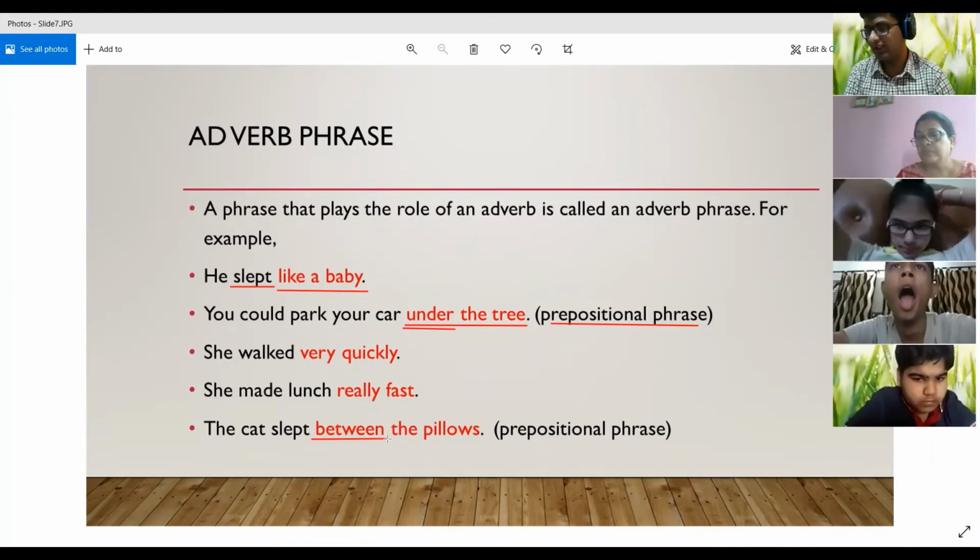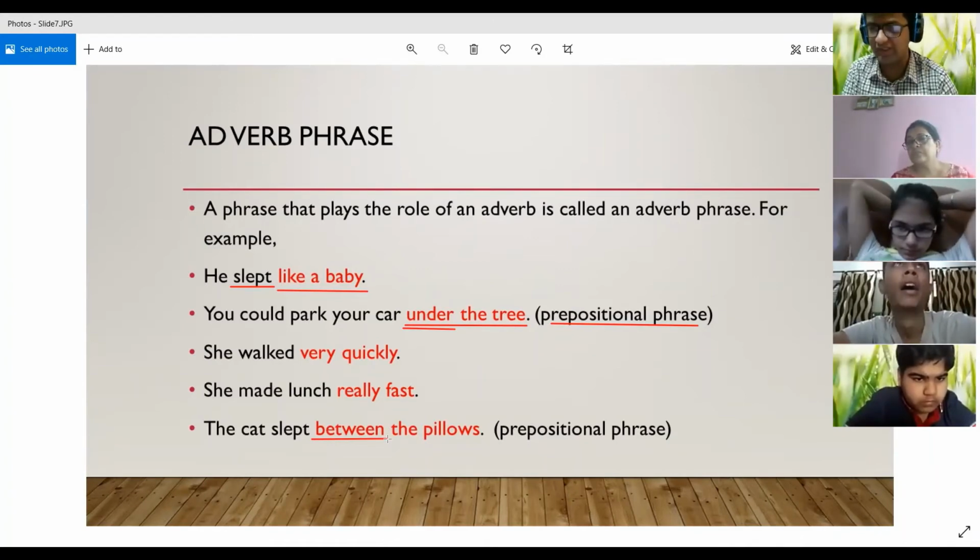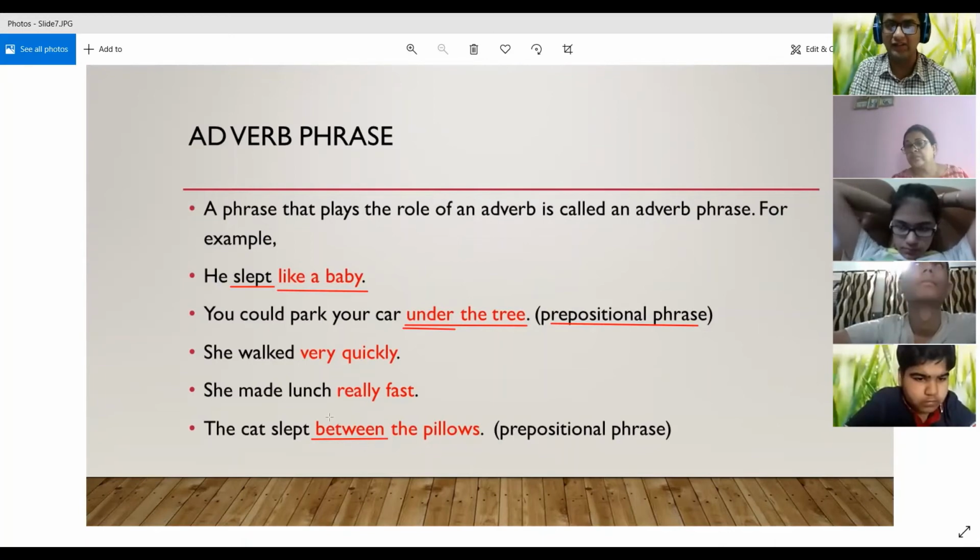Basically, I'm going to take a separate class on prepositional phrases. So there we will see it in detail. So don't get confused about it, right?